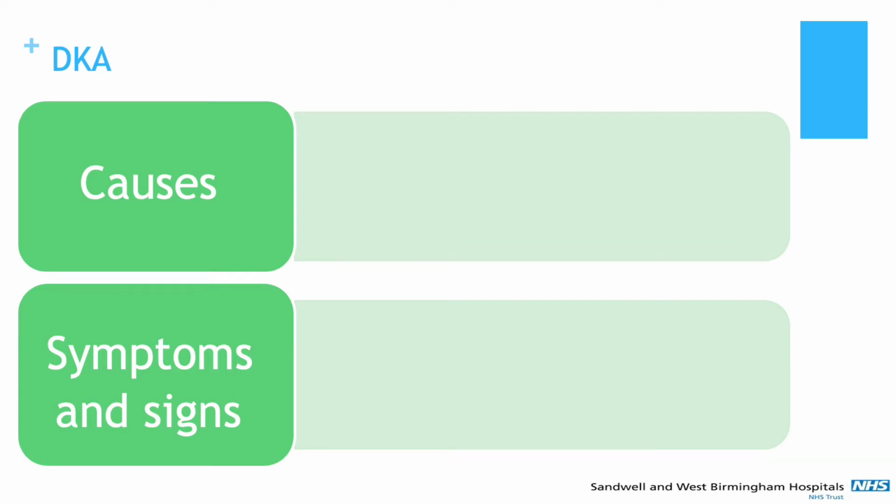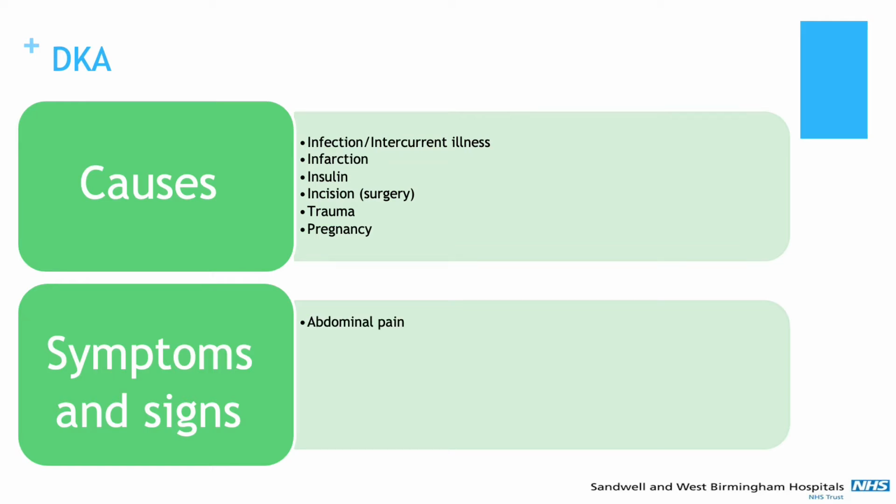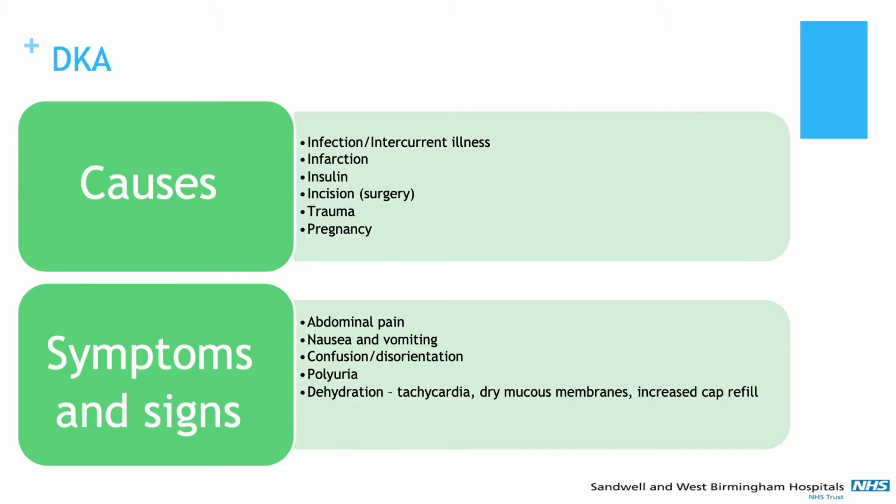So the causes of DKA will include infection and intercurrent illness, infarction, insulin, incision, i.e. surgery, trauma and pregnancy. The signs and symptoms of DKA include abdo pain, nausea and vomiting, confusion or disorientation, polyuria, dehydration, so you might see some tachycardia, dry mucous membranes and a prolonged cap refill.